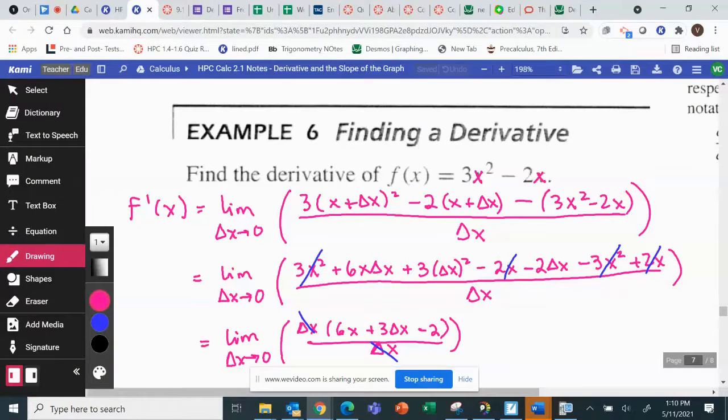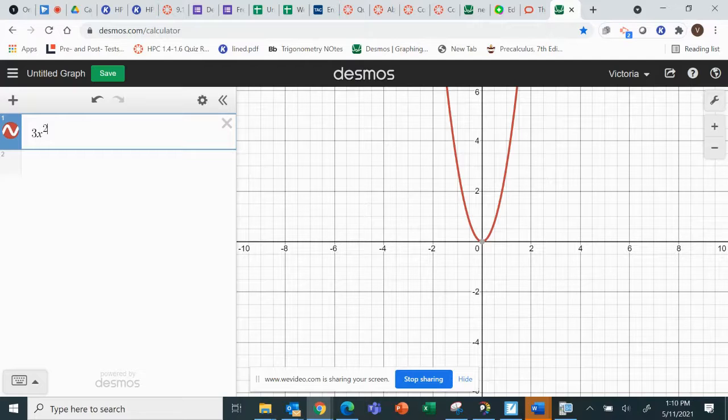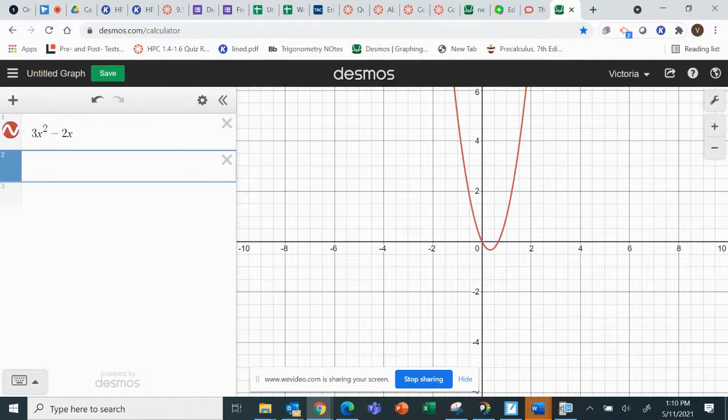So I've got, what's my equation? 3x squared minus 2x. I've got my equation 3x squared minus 2x. Now the derivative of this equation, was it 6x minus 2? Is that what it is? Got it. Okay, that will give me the slope of a tangent line at any point on this graph.